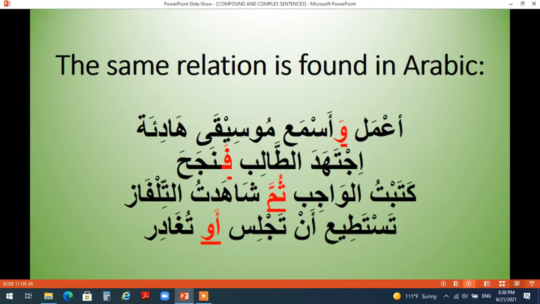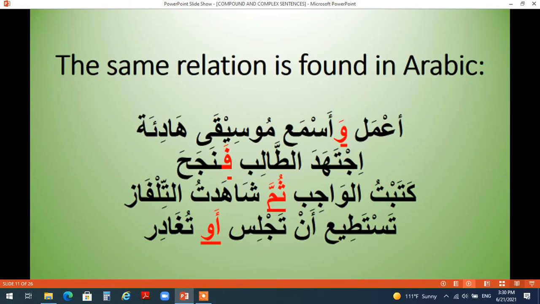The same relation is found in Arabic. If we want to find whether the same relation of coordination is found in Arabic or not, we will definitely say that the same relation of coordination can be found in Arabic, and there are many examples to prove that coordination is found in Arabic. As you can see here, there are some examples of the usage of coordinators in Arabic.